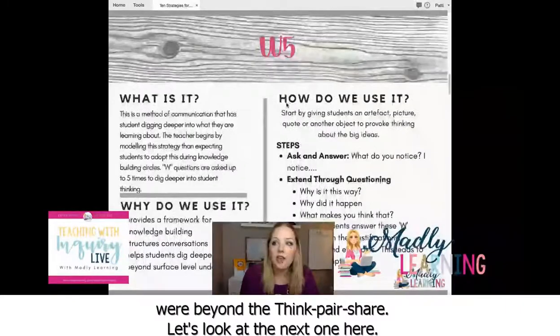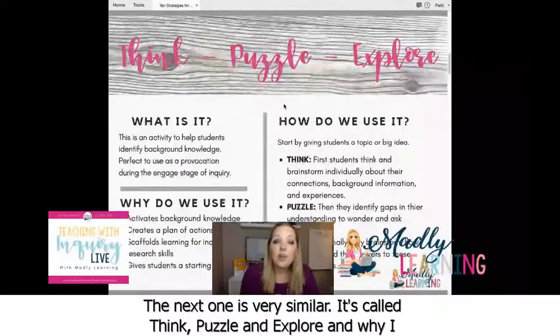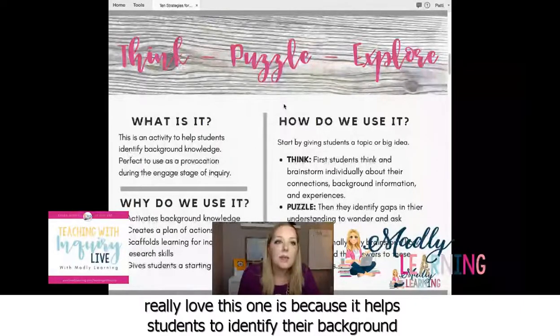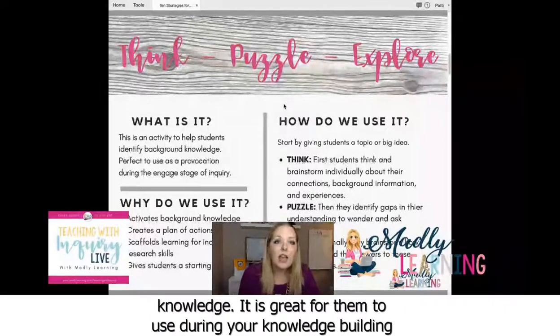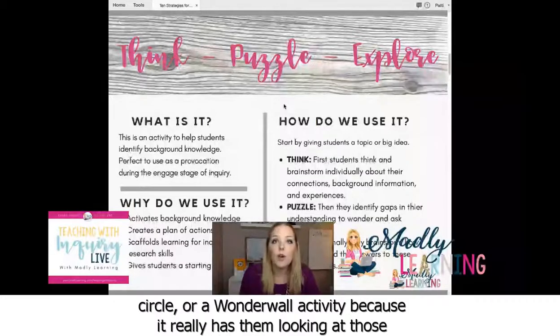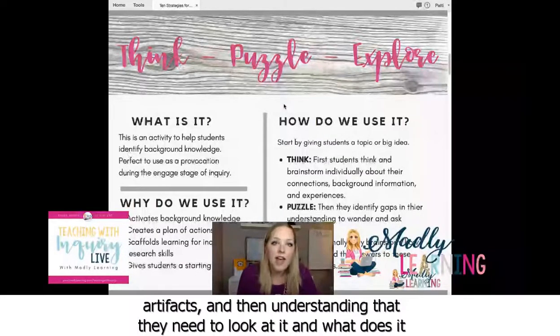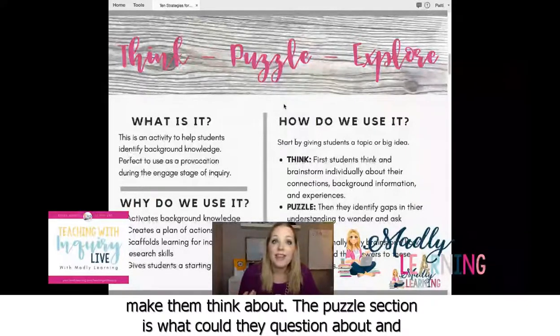So let's look at the next one here. The next one is very similar. It's called Think-Puzzle-Explore. And why I really love this one is because it helps students to identify their background knowledge, and it is great for them to use during a knowledge building circle or a Wonderwall activity because it really has them looking at those artifacts and then understanding that they need to look at it and ask what it makes them think about. The puzzle section is what could they question about it.